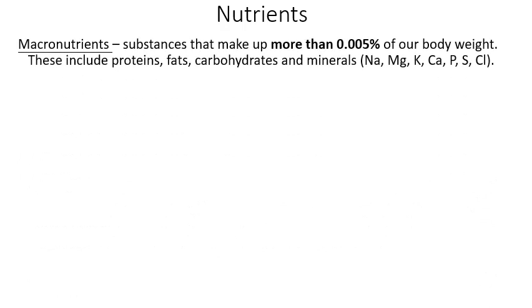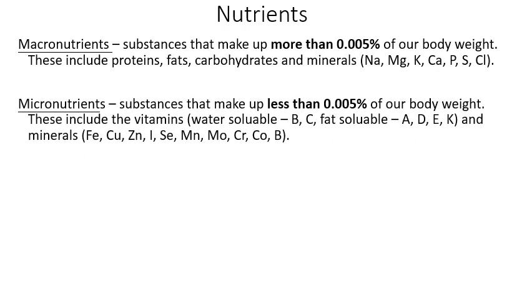Vitamins. So vitamins come under the subcategory of nutrients. Nutrients can be broken up into macronutrients, which are substances that make up more than 0.005% of our body weight. They include the things we've been discussing previously: proteins, fats, carbs, and minerals. But basically, vitamins fall under the concept of micronutrients.